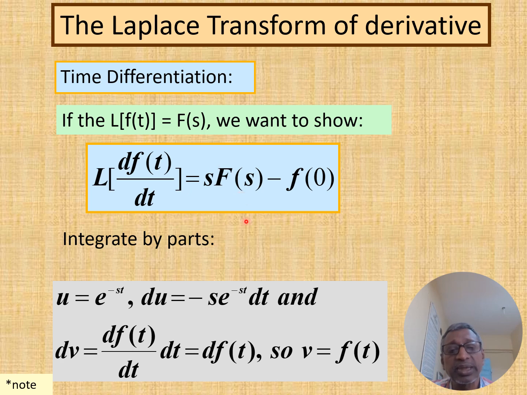So this is the Laplace transform of derivatives. We have to show that L of d of f of t by dt is equal to s into f of s minus f of 0.